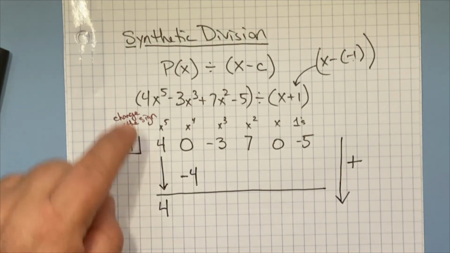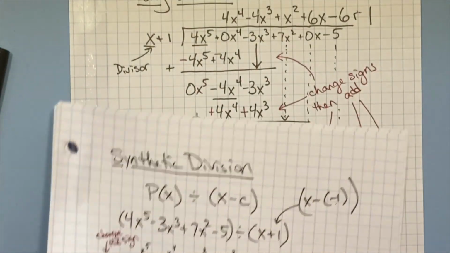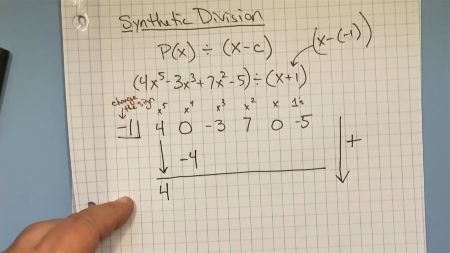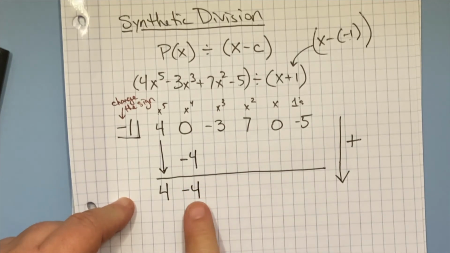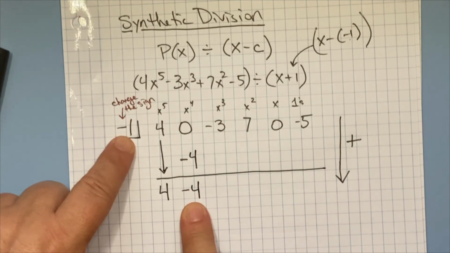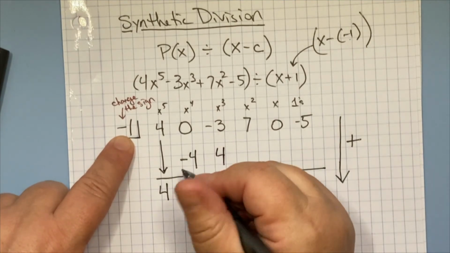So with standard division, remember what the steps were. The steps were change the signs, then add. We changed the sign right at the beginning, so we just do it once, it's done. And then we just keep adding. So 0 plus -4, -4. Then we take -4 times -1, and that's going to be -4 times -1 is +4. That goes here.